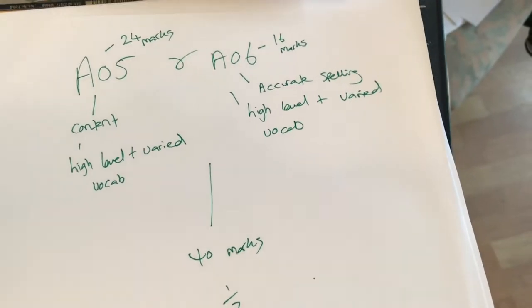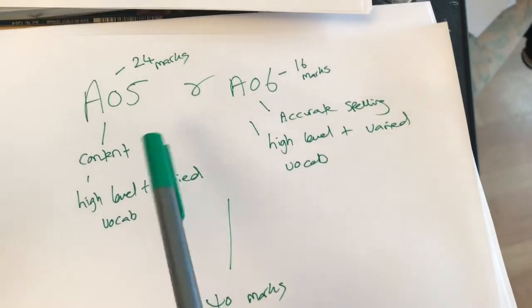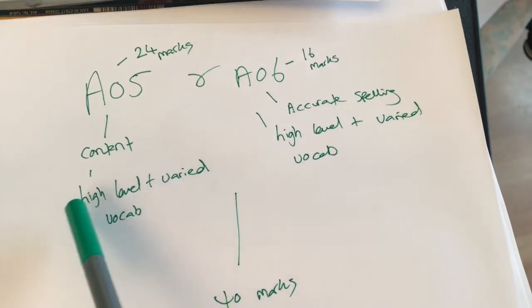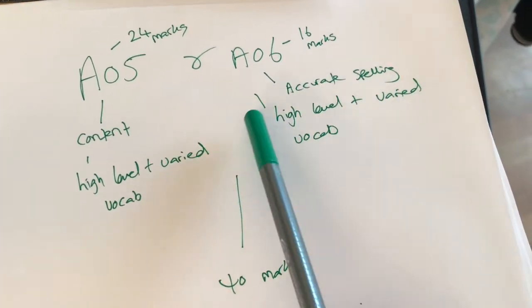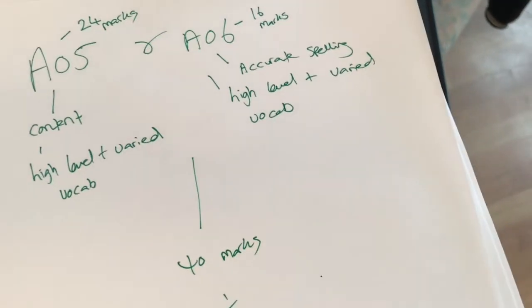So what we're going to look at today is how you can get good marks on AO5 for content and high level and varied vocab, and how you can get good marks for AO6 for accurate spelling and high level and varied vocab. There are 4 building blocks that support good use of vocab, and they are nouns, adjectives, verbs, and adverbs. So let's give you a quick example of them and then we'll look in a bit more detail.